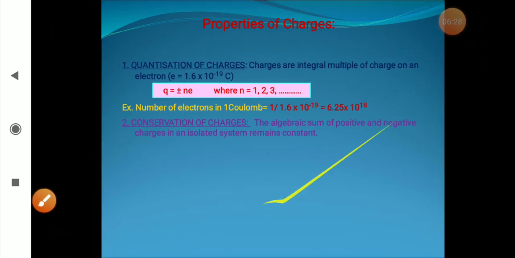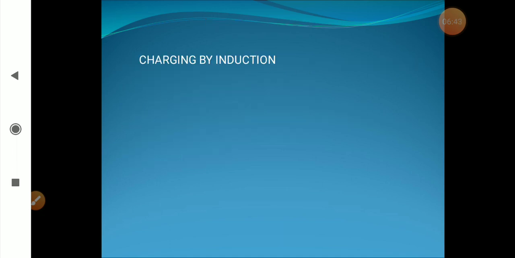So the next one is charge is a scalar quantity, that you already know. Charges are additive in nature, that you already know. Like charges repel and unlike or opposite charges attract. All these properties are known to you. So let us learn another method of charging, that is charging by induction.